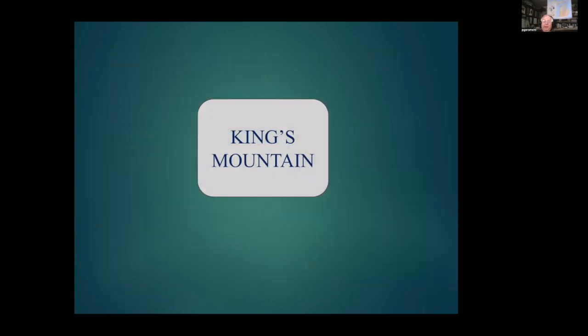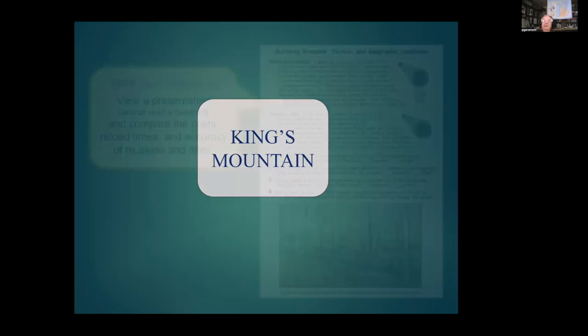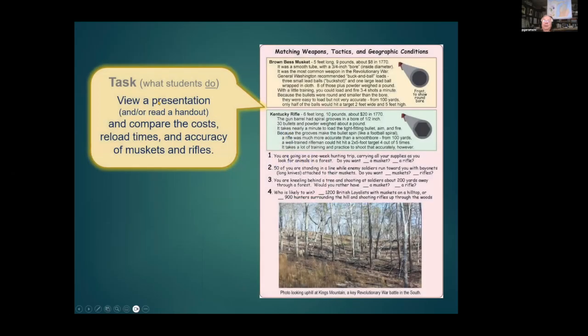Kings Mountain is another technology piece, but a very different kind of technology. What the students do is there's a short presentation, or they could read this handout, which has 4 little thought questions at the end of it, kind of a reading guide. And you get to compare the costs, the reload times, and the accuracy of muskets and rifles.